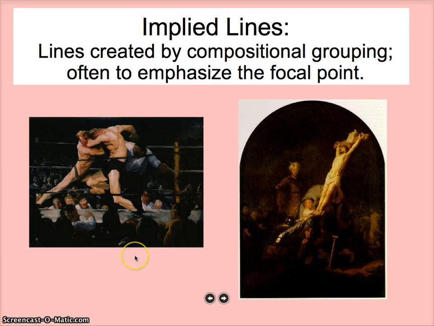On the left we have George Bellows, a boxing match. These men are interlocked in a pose that can be read as a line. It's like a hairpin turn here, offset by the strong diagonal of the ref, which you can say is another implied line.